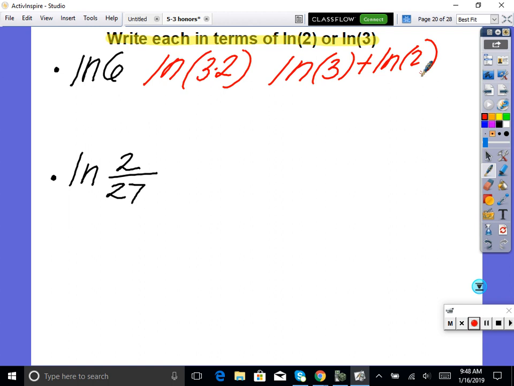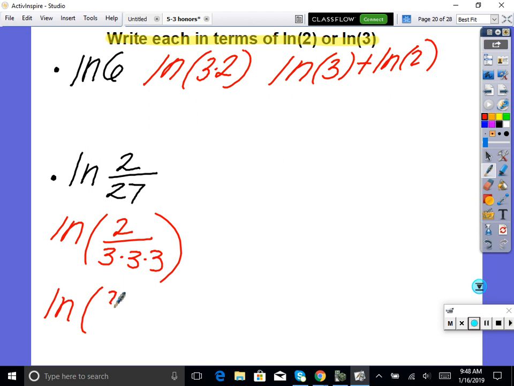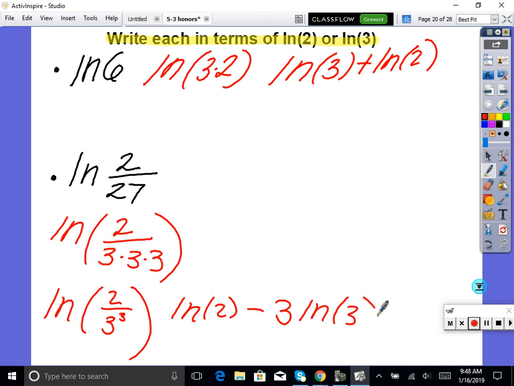Okay, let's look at this one. There's many correct answers, keep in mind. So isn't this ln of 2 and then divided by, I heard 3 times 3 times 3. I agree. Yeah? Or 3 cubed? Okay. So ln of 2 divided by 3 cubed, both all equally correct. So if I was going to do the bottom one, wouldn't I have ln of 2 minus 3 ln of 3? And then that's it, right?